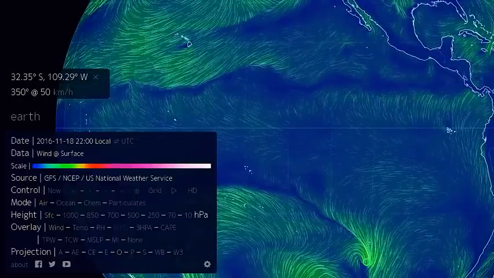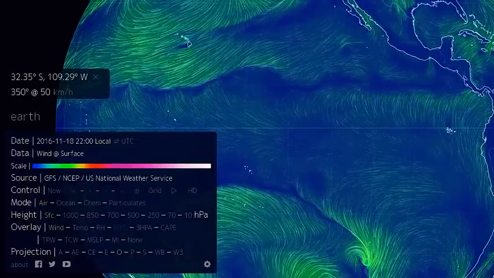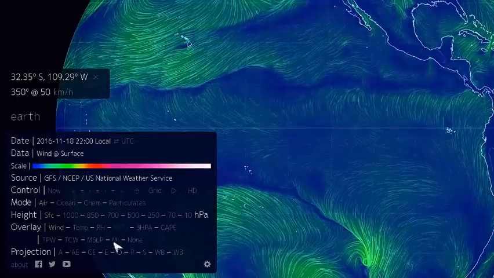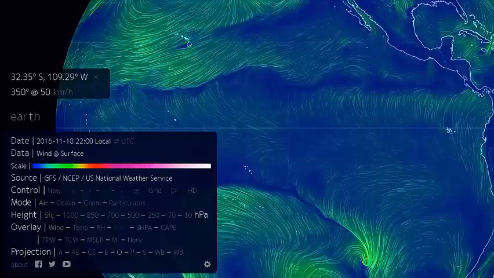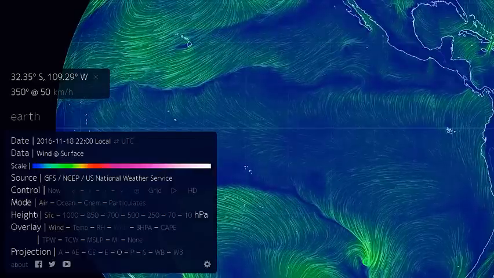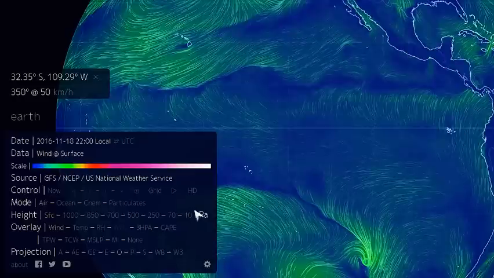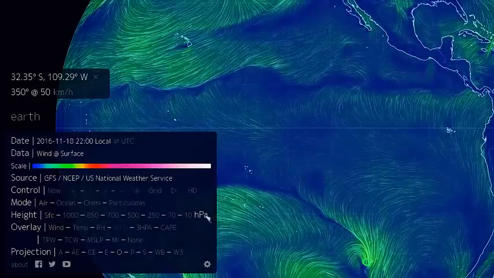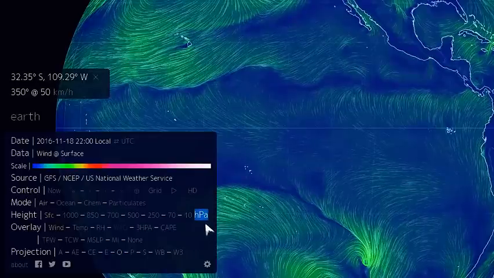And you can see over here we have this height selector. And on the overlay selector, we have wind. We can change these things and look at different things. But I want to focus on this height selector because it's pretty important, and it's also a little bit difficult to interpret. You notice over here that we have this funny hPa.